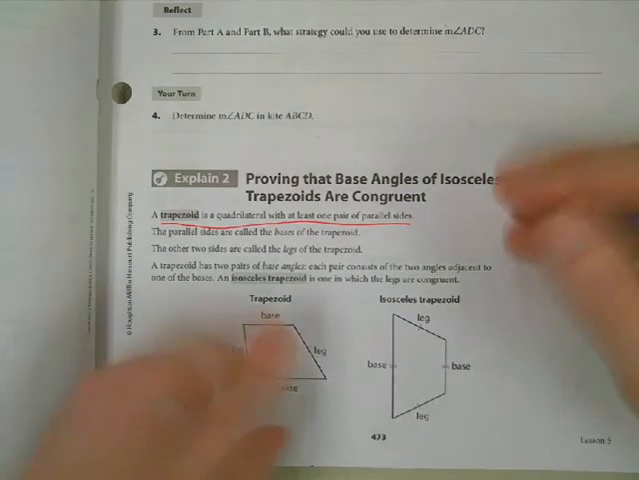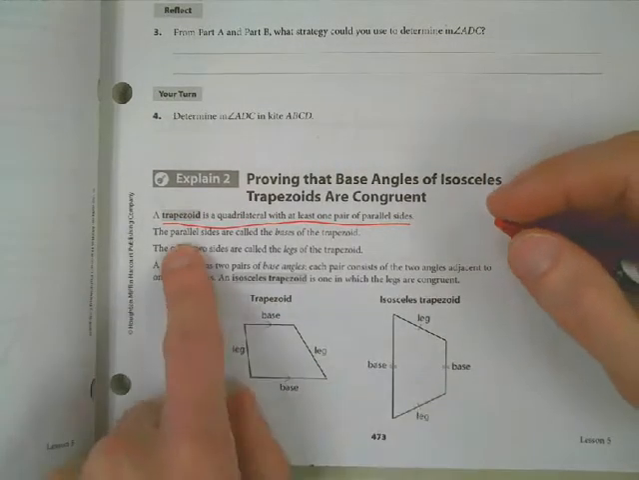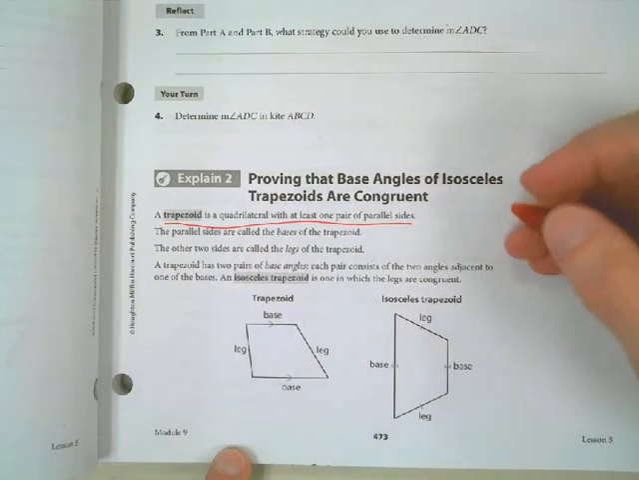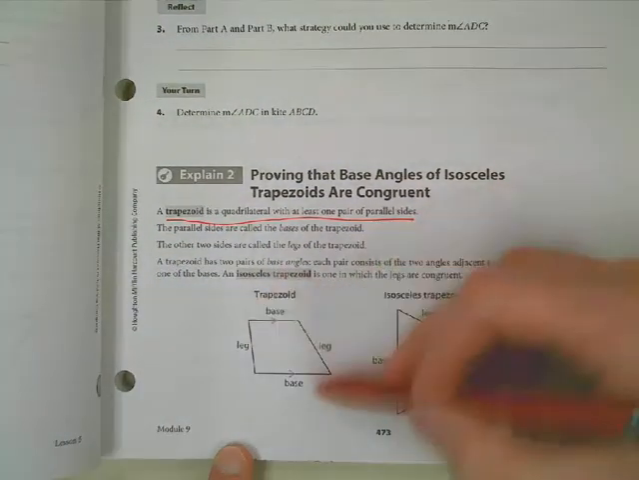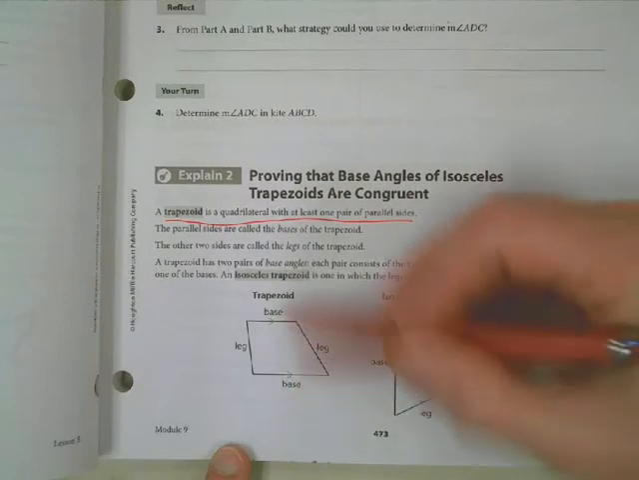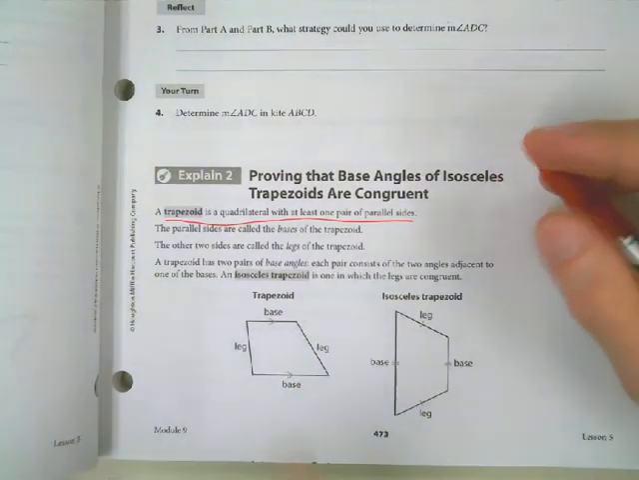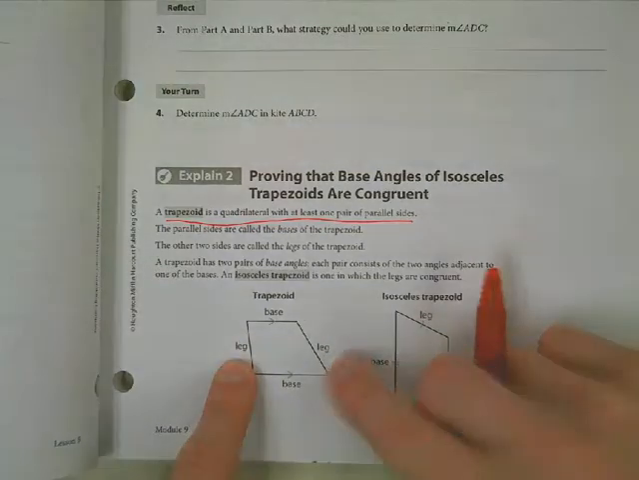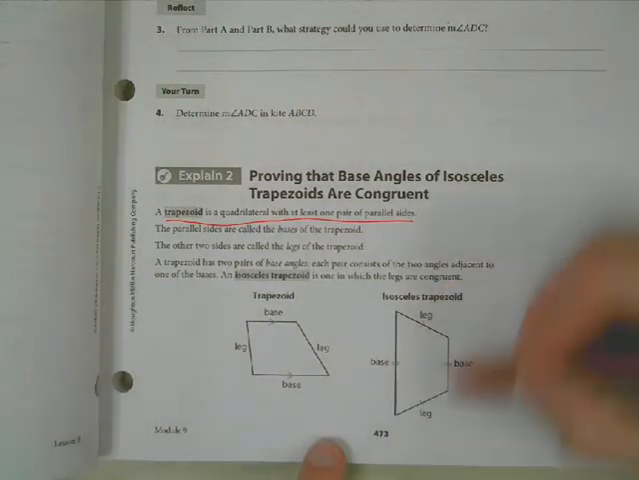Now, in trapezoids, we have some names of things. The parallel sides are called the bases of the trapezoid. So here's a picture of a trapezoid. You can see these two sides are parallel, so they're called the bases. And then the other two sides, the non-parallel sides, are called the legs. All right. If you look over here, we have another shape, also called a trapezoid, but it's an isosceles trapezoid.